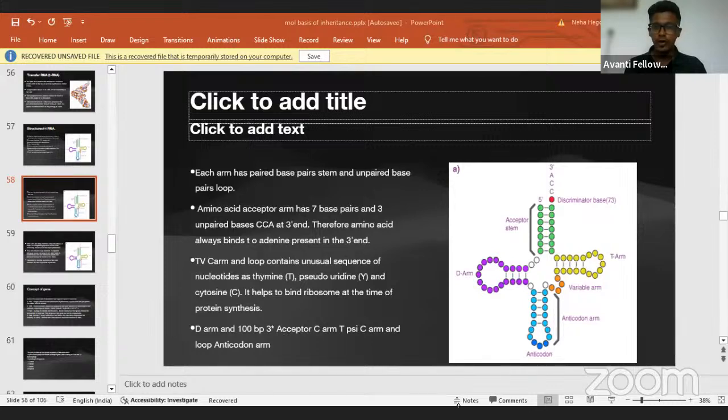I think the screen is shared. Can you see the screen? Yeah, it's shared. Hold on, guys.